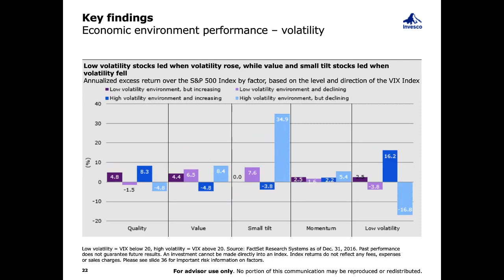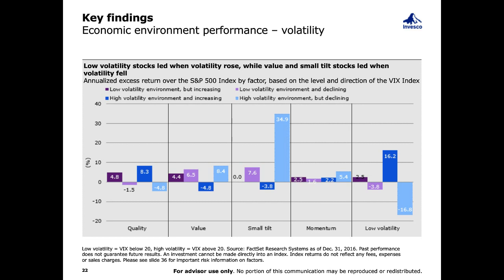Finally, we looked at research around different volatility environments. Our research found that low volatility stocks performed best when volatility was increasing, while volatility-oriented and small tilt stocks outperformed when volatility was declining. The chart depicts the factor performance in various volatility environments as measured by the VIX, a measure of near-term volatility expectation.